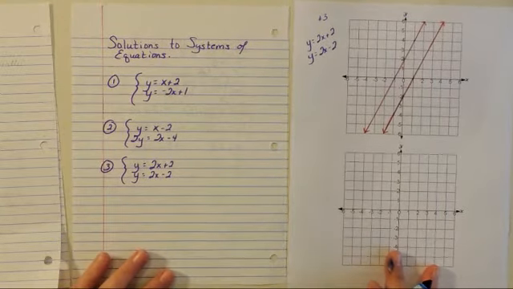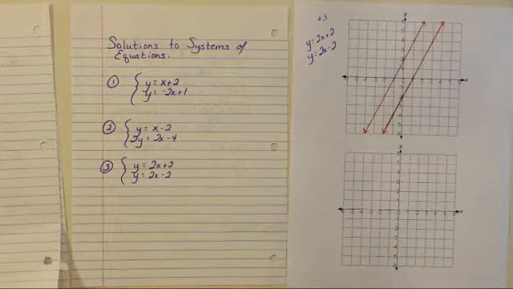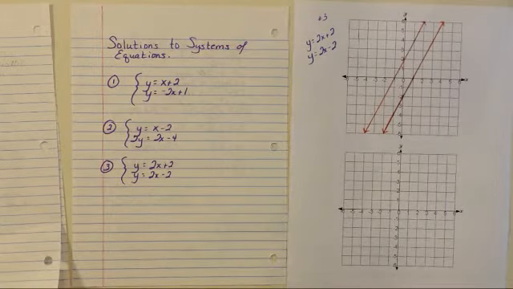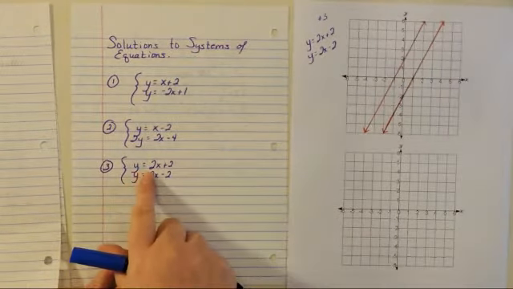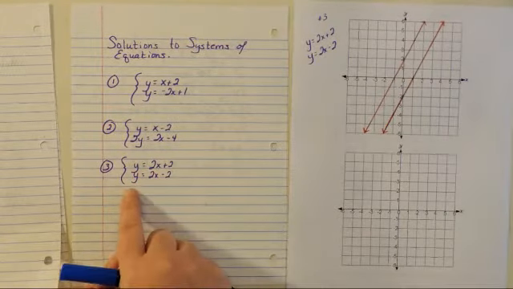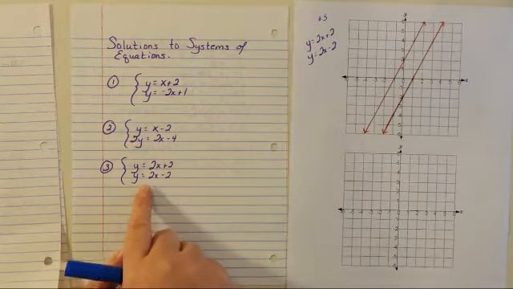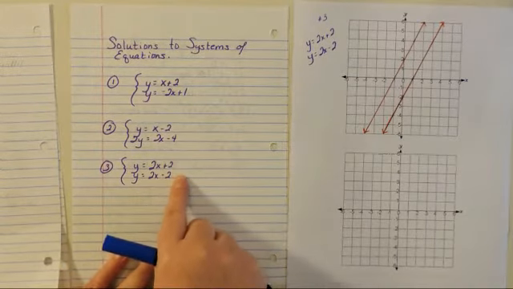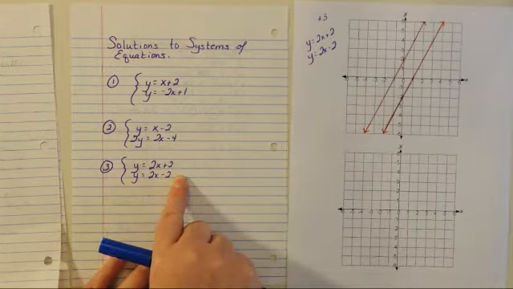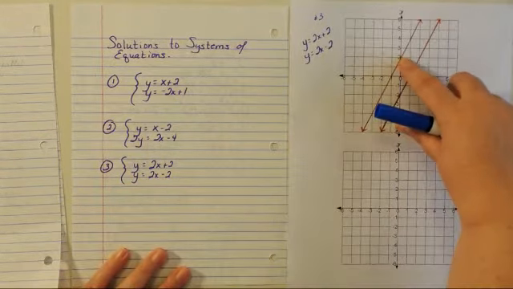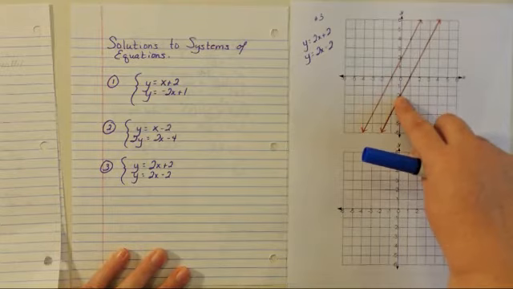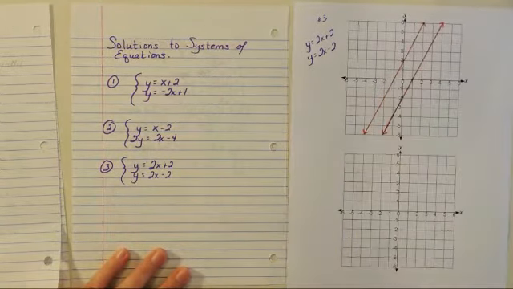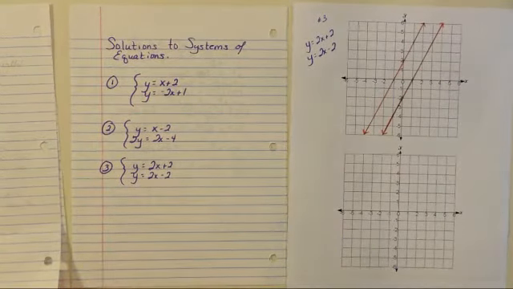This happens when the lines are parallel. They have the same slope but different intercepts. So we have y equals 2x plus 2 and y equals 2x minus 2. We can see that the slopes of both of these equations are exactly the same, but the y-intercepts are different. This one has a y-intercept of 2, and this one has a y-intercept of negative 2. But the slopes are exactly the same, so they are never going to meet.